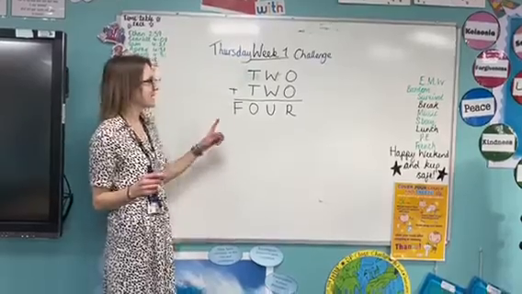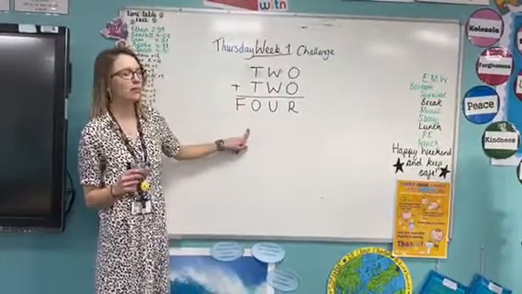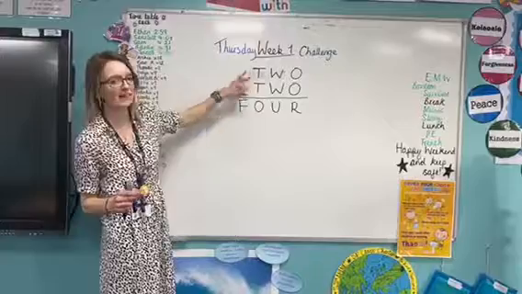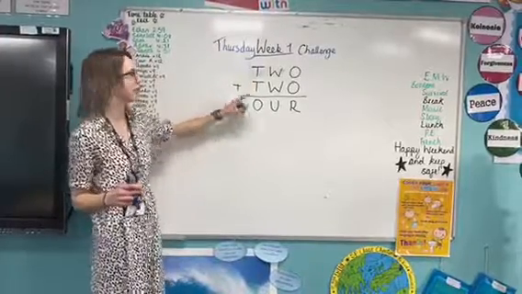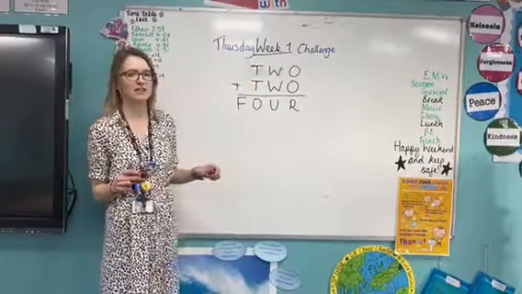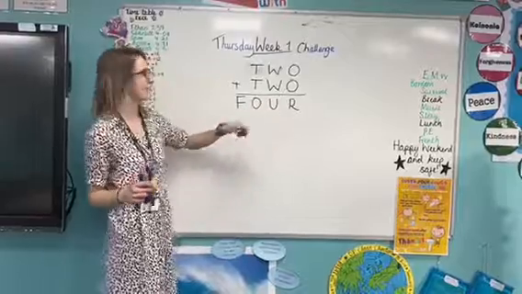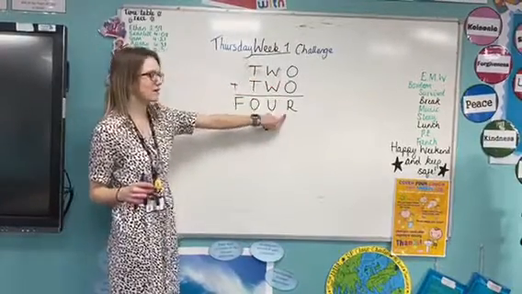Okay. So today's challenge is the 2-2-4 challenge. What we've got here is two words that add together to make another word, and we've got to find the numerical value of each letter. So we've got to put a number to each letter. So for example, O plus O is going to equal R.